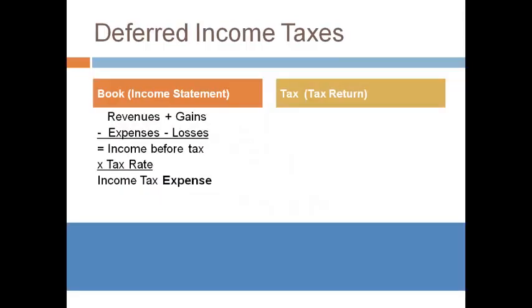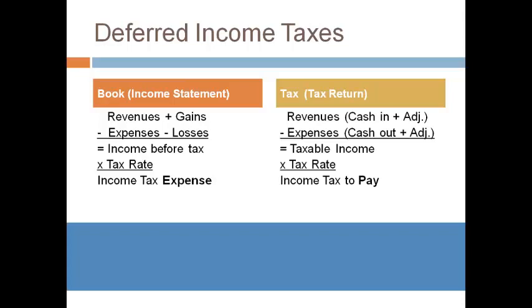Income tax expense is computed as income before tax multiplied by the tax rate. Taxes to pay is computed as taxable income multiplied by the same tax rate. Income tax expense will not be equal to income taxes payable because of the difference in when revenues and expenses are recorded for each. The income statement follows the accrual basis, and the tax return follows the cash basis adjusted for other IRS rules.